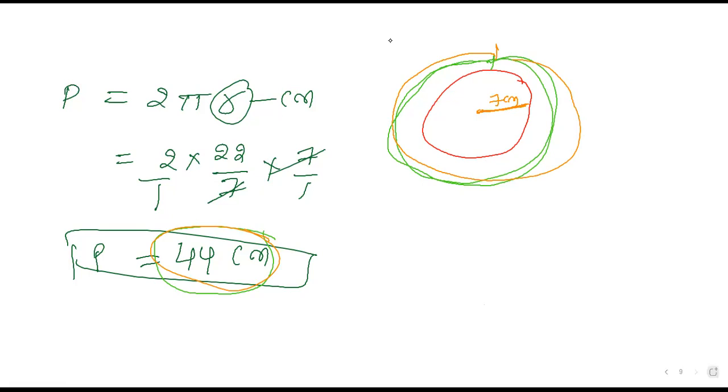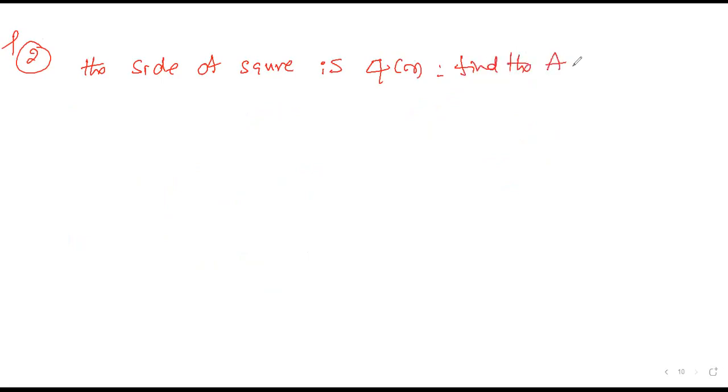Now we are into the second case. Second question, you can take problem number 2. The side of a square is 4 centimeters. Find the area and perimeter of the square.